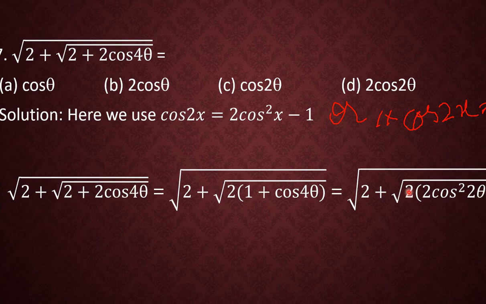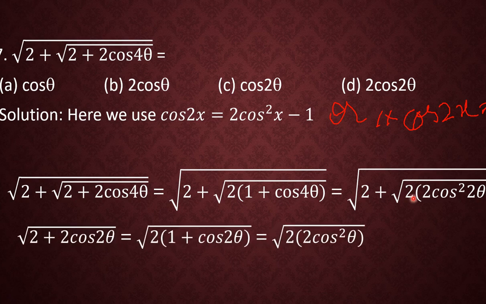2 into 2 is 4. This becomes square root of 4 cos square 2 theta. So square root and square get cancelled. You will get 2 cos 2 theta. So 2 plus 2 cos 2 theta.